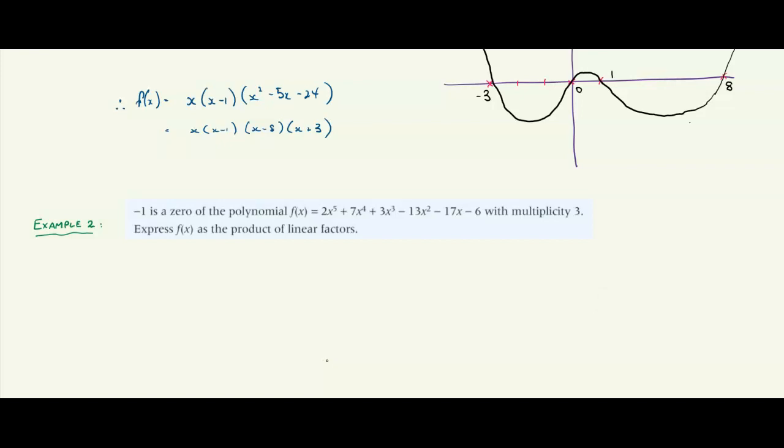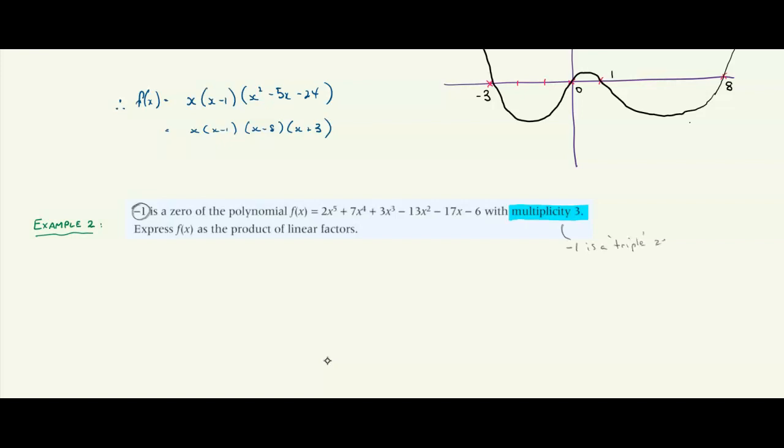Multiplicity 3. Oh, okay. Here's a new term. What does this mean? Multiplicity 3. All right, I'll tell you what it means. It means that this -1 is a triple zero. All right, that's a triple zero. So -1 is a triple zero.